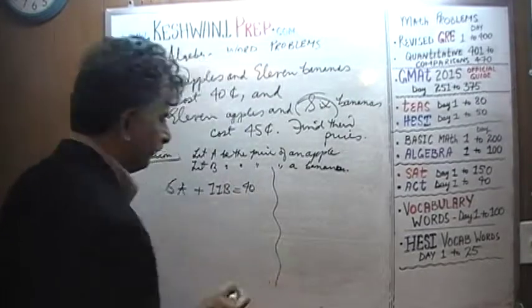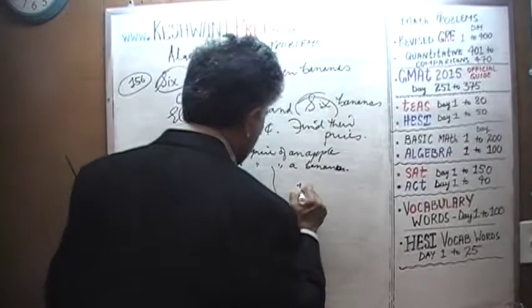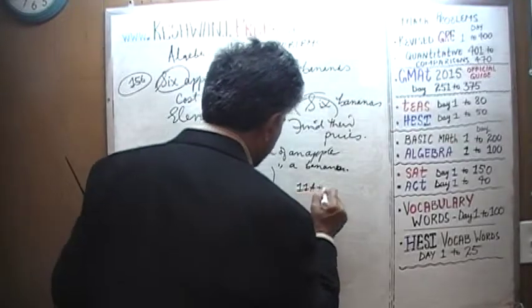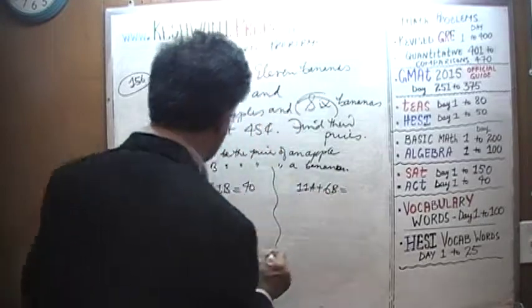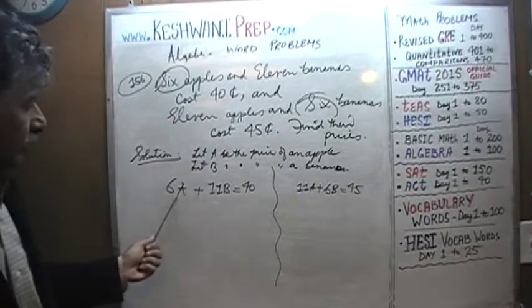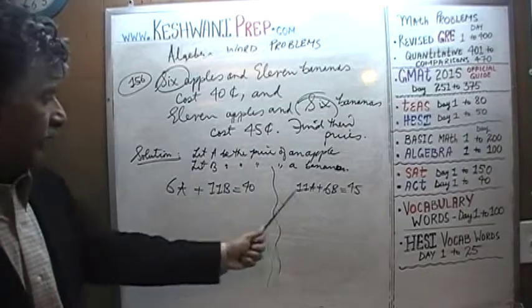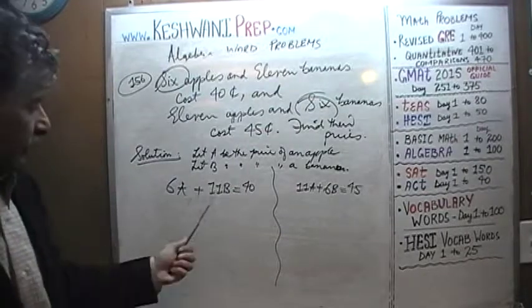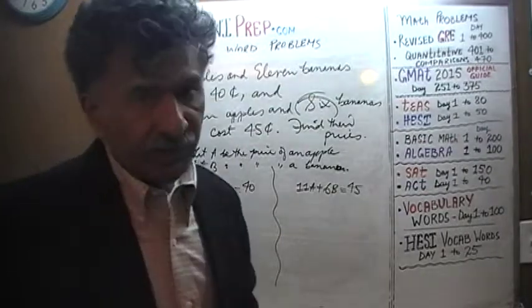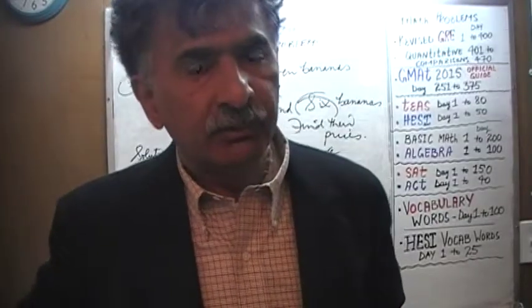That's our first equation. They go on to tell us that 11 apples and 6 bananas cost 45 cents. As you can clearly see, we have different coefficients here. 6 apples, 11 bananas, 6 bananas. In order for us to be able to get rid of one of these two variables, either A or B, we have to have the same coefficients for that variable.